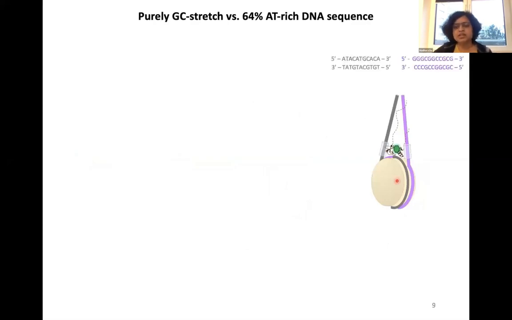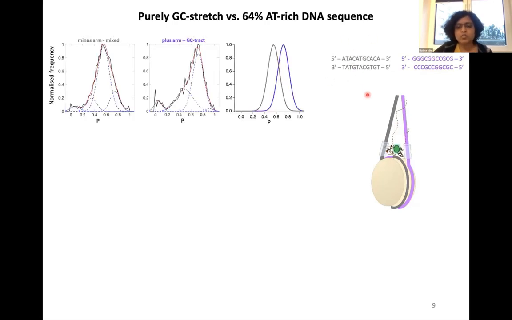So first I used a standard non-palindromic Widom 601 sequence, where this purple flank here is GC rich, and this gray flank has 64% AT. What we see is that the globular domain exhibits higher FRET with this purple flank, which is GC rich, and lower FRET with this 64% AT rich flank. Now, this is contrary to what people saw before.